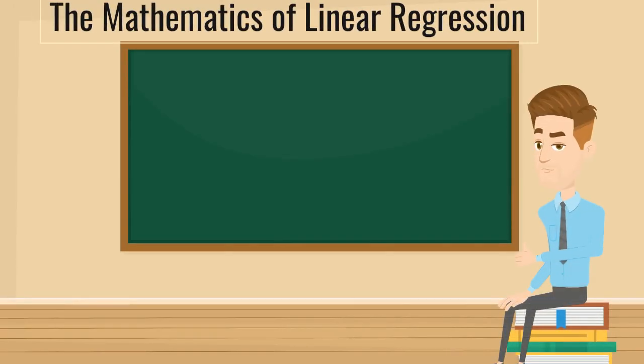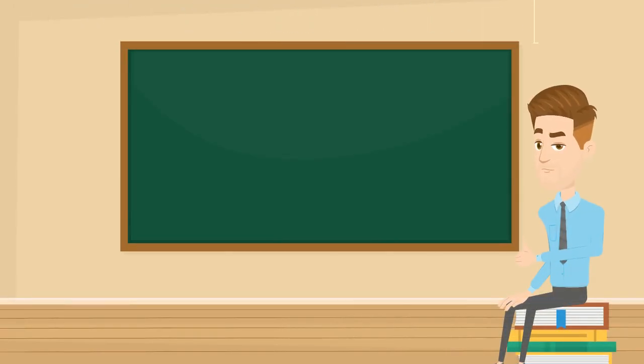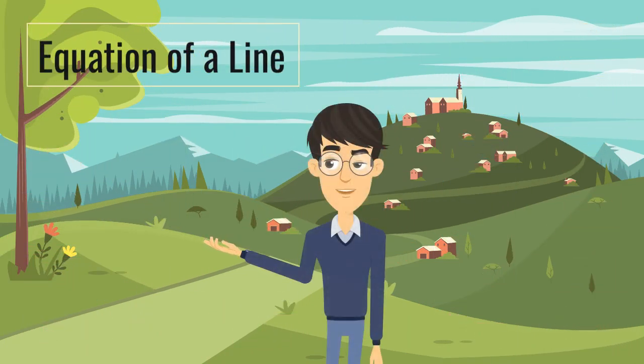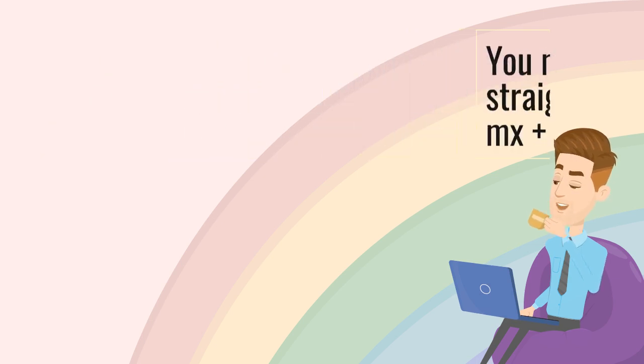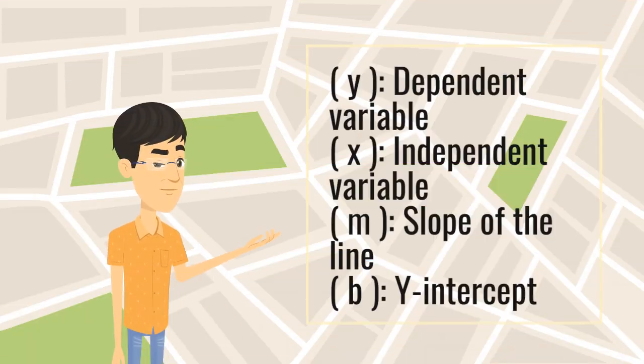The mathematics of linear regression. Equation of a line. You might recall the equation of a straight line from basic algebra. Y equals mx plus b. Y, dependent variable. X, independent variable. M, slope of the line. B, y-intercept.